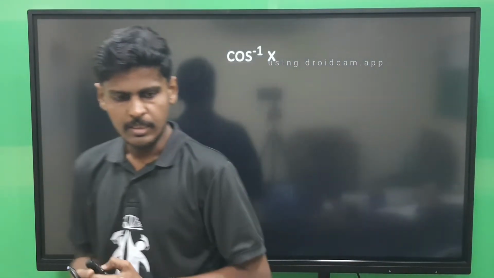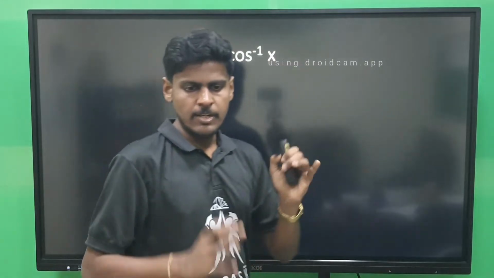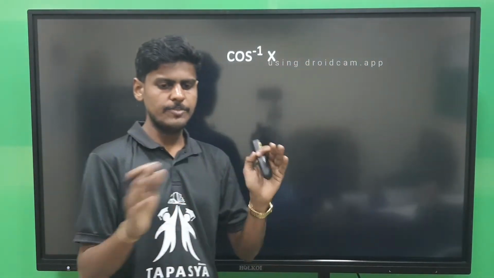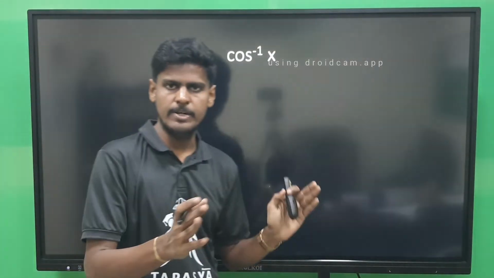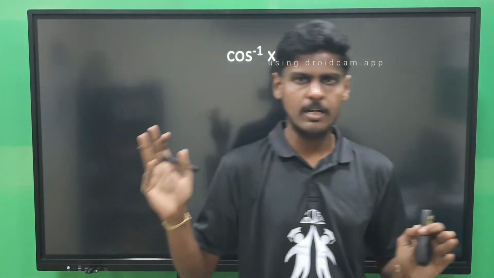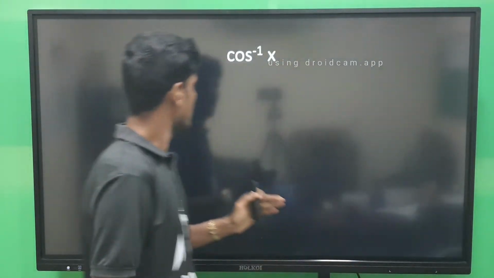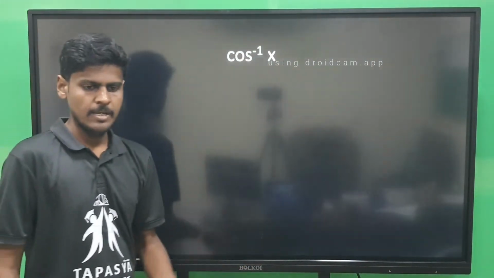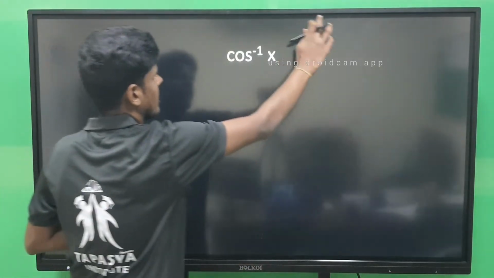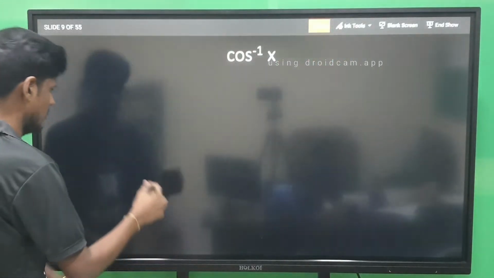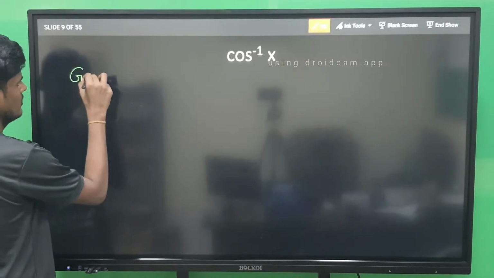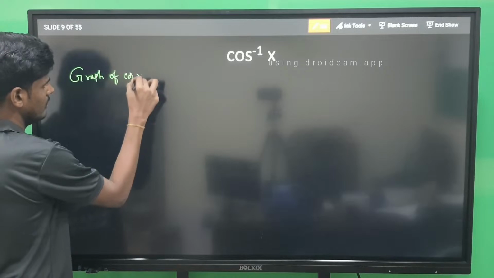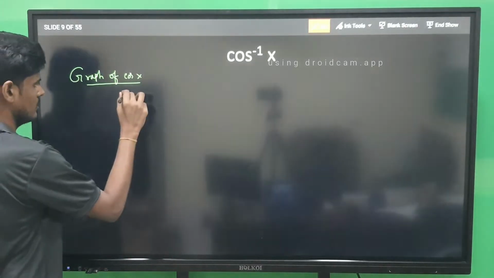Next graph. I think sin inverse is clear. We will do the same procedure for all the trigonometric functions. We can find the inverse function for all the trigonometric ratios that we have already learned. That is sin, cos, tan, cot, secant as well as cosecant function. So now we will discuss the graph of cos inverse of x. First again we should see the graph of cos x. Graph of cos x.